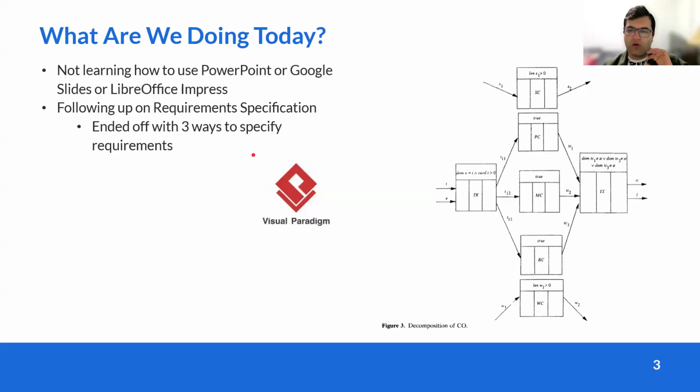Okay, so last week we ended off with 3 ways that we can specify requirements, right? We've already collected requirements. Now, how can we specify? How can we show what the requirements are? So we had 3 methods, right? The first was natural language. You just, in English or in whatever language you want to communicate in, say or write out what the requirements are.